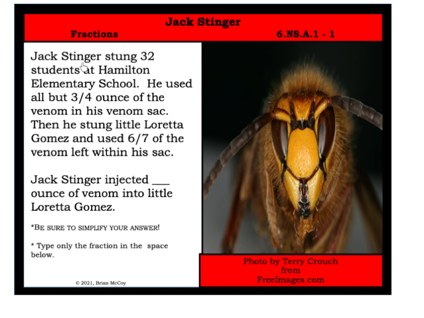And here we go. Jack Stinger stung 32 students at Hamilton Elementary School. He used all but 3/4 ounces of the venom in his venom sac. Then he stung little Loretta Gomez and used 6/7 of the venom left within his sac. Jack Stinger injected blank ounces of venom into little Loretta Gomez.